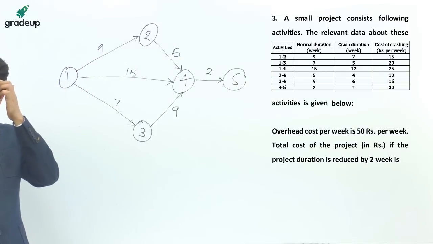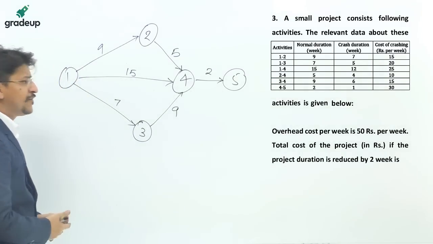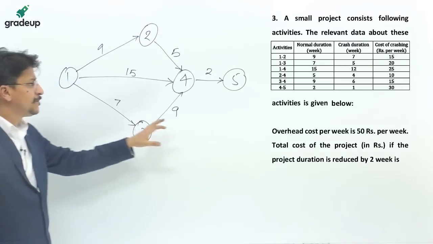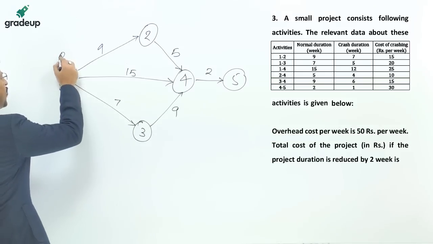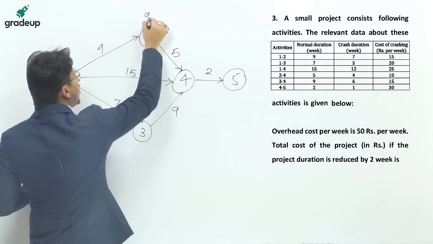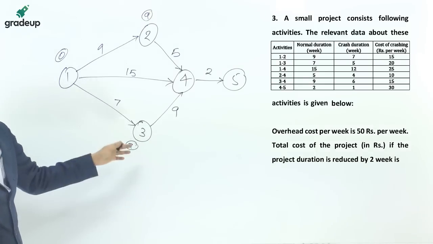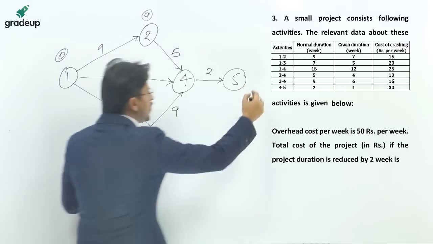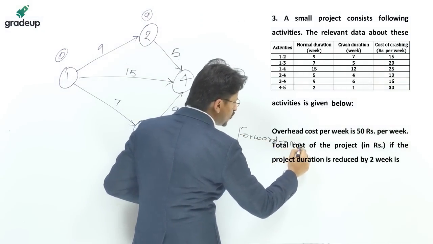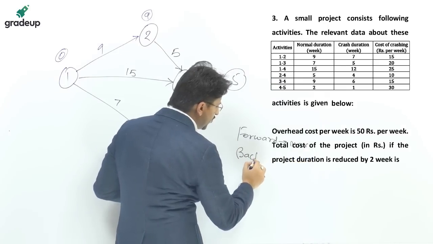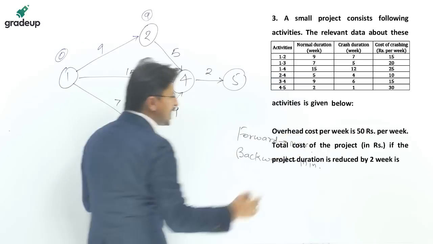Now first of all we will find out the critical path, using the forward computation and the backward computation. Starting from 0, from here we get 9, from here we get 7. This is the forward computation. Just remember one thing, in the forward computation you have to find out the maximum duration, and in the backward computation you have to find out the minimum of them.